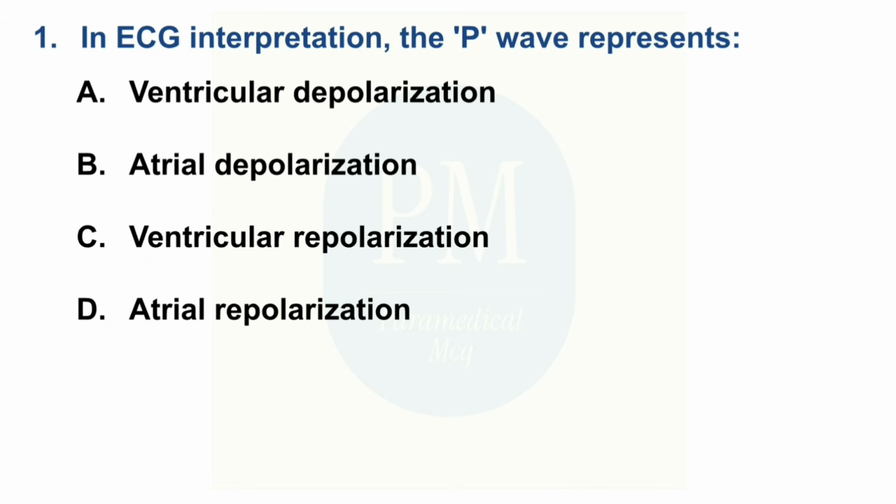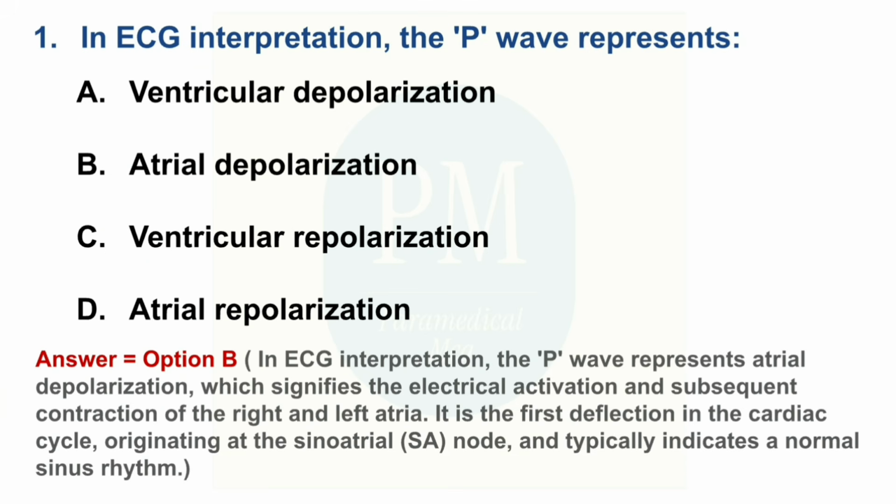In ECG interpretation, the P wave represents: option A, ventricular depolarization; option B, atrial depolarization; option C, ventricular repolarization; option D, atrial repolarization. The correct option is option B, atrial depolarization.